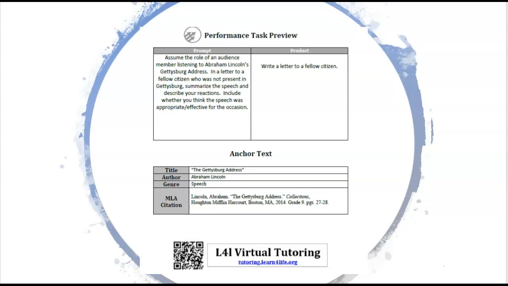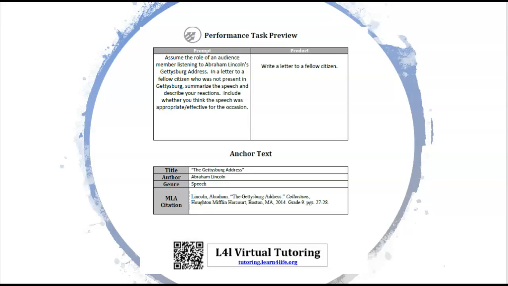Include whether you think the speech was appropriate and effective for the occasion. So again, you're going to be writing a letter from the perspective of a person that was in the audience actually listening to Abraham Lincoln deliver the Gettysburg Address. So on that note, we are going to be reading the Gettysburg Address.